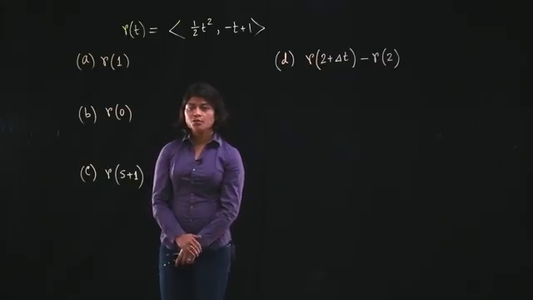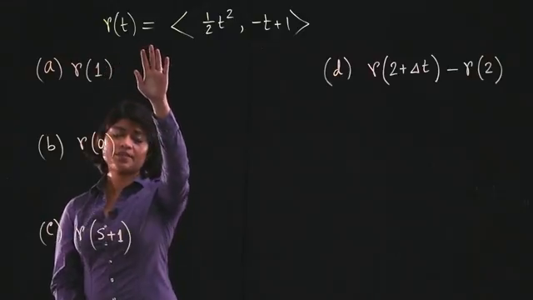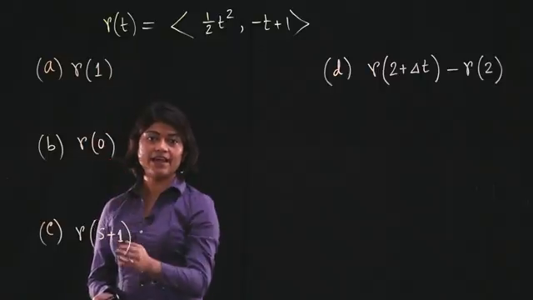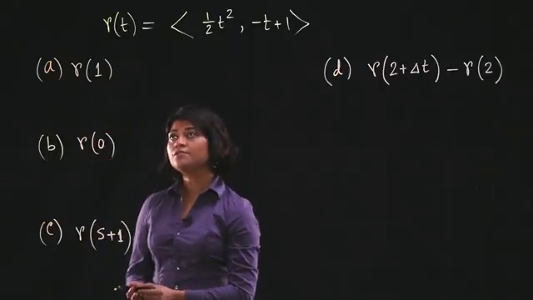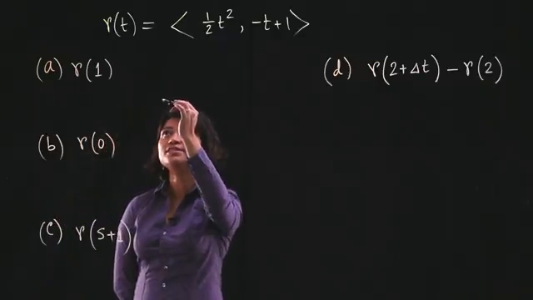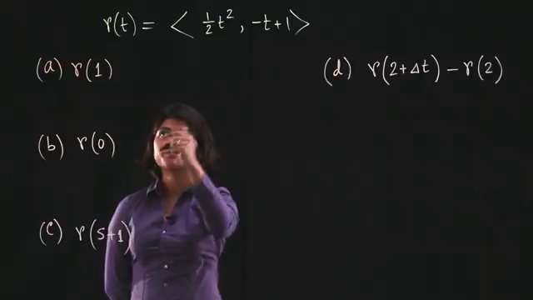Hello, I'm Papia. In this problem, we have a vector-valued function r of t, and we have to evaluate this function at various t values that are given to us. So the first one, we have to find what is r of 1, which means when t is equal to 1, what do we get?